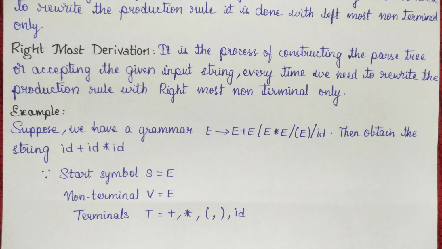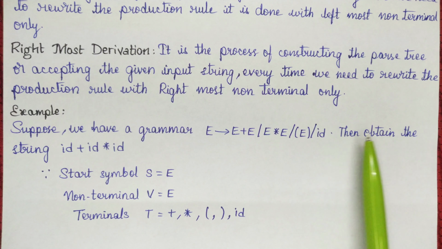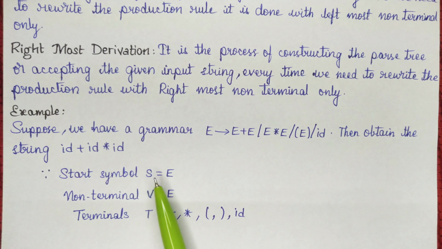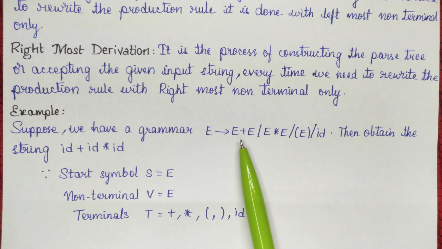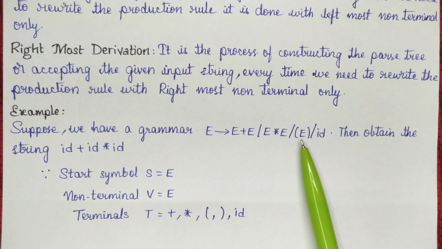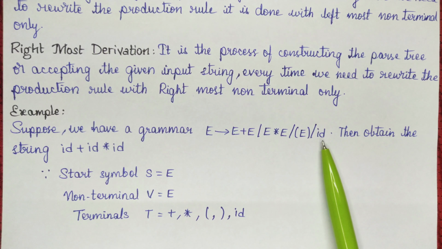Let's see an example of leftmost derivation, leftmost derivation tree, rightmost derivation and rightmost derivation tree. Suppose we have a grammar E produces E plus E, or E into E, or E within parentheses, or ID. And we have to obtain the string ID plus ID into ID. Here the start symbol is E and the non-terminal is E. And the terminals are plus, into, left parenthesis, right parenthesis and ID.